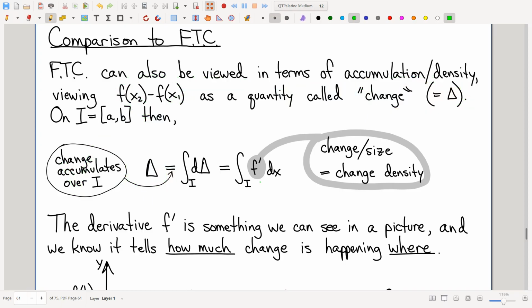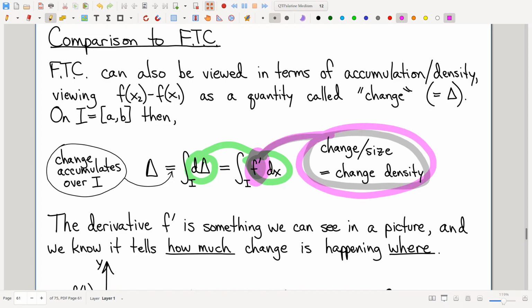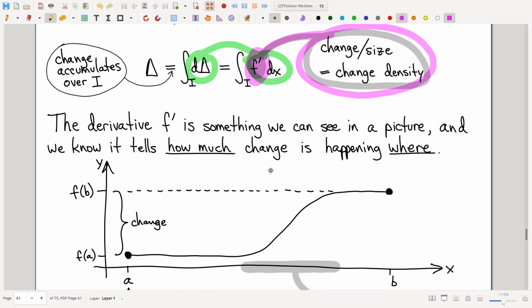So here we go, accumulating quantity. Stuff is stuff per unit size times size. Now, of course, size is just length because we're looking at one-dimensional intervals. So that suggests that I can think of the derivative as being a density. Isn't that weird? The first time I thought of it, by the way, no one ever showed me this. I had to kind of figure this out for myself. But you can think of the derivative as being a density. And it makes perfect sense if you think about the picture.